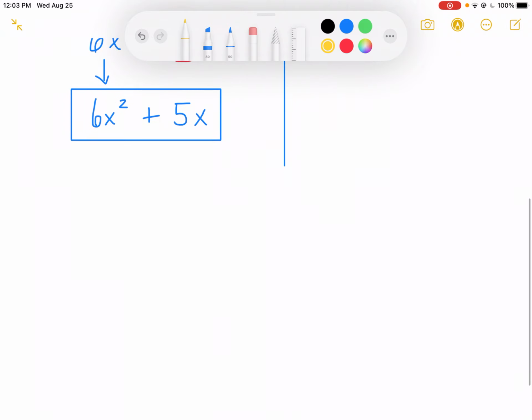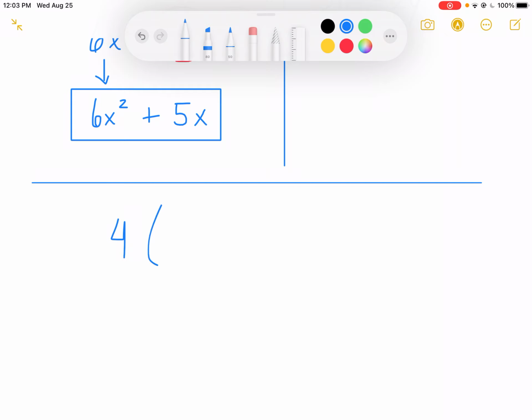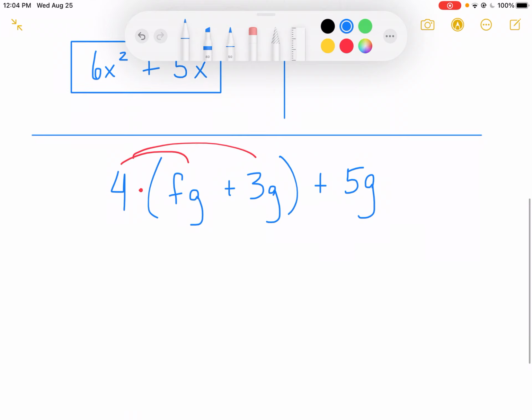All right? So one more thing that you're going to see on this assignment is them having you distribute and then combine like terms. So you might see something like 4 times parentheses, and then we have f times g plus 3g, close parentheses, plus 5g. Okay? And so what you do is still, you're going to distribute. So this 4 is multiplied times the parentheses. So you're going to take it times the stuff inside.